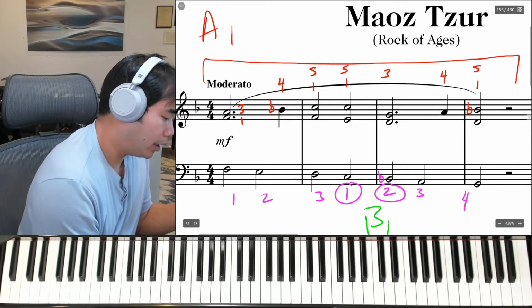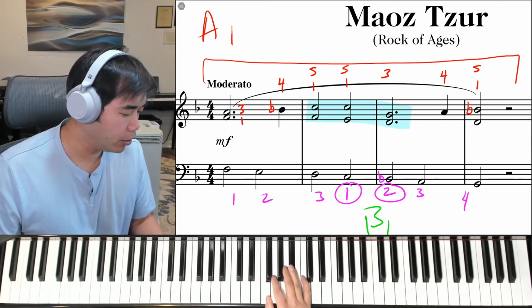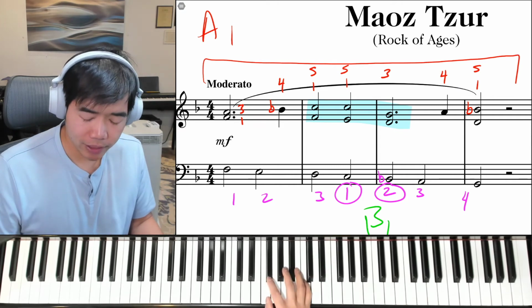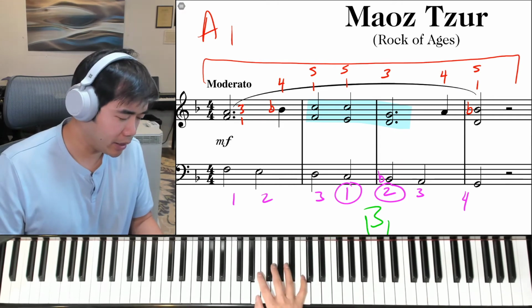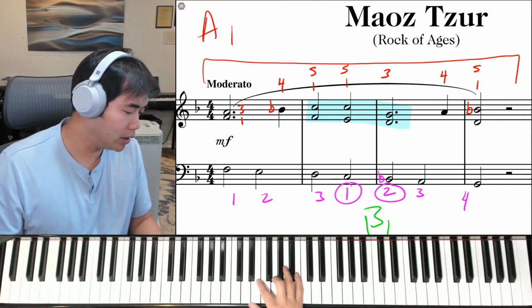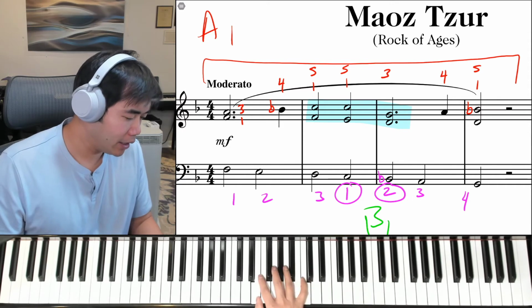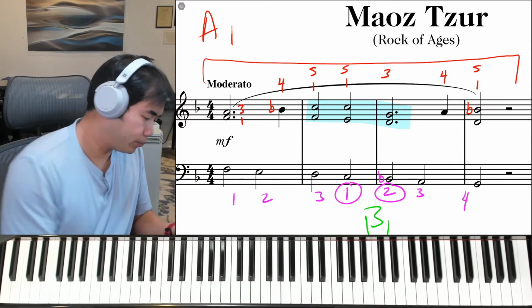So let's just try those 3 chords. Starting from F, C, here we go. F, C, then E, C, then D, G. Once again. F, C, then E, C, then D, G.